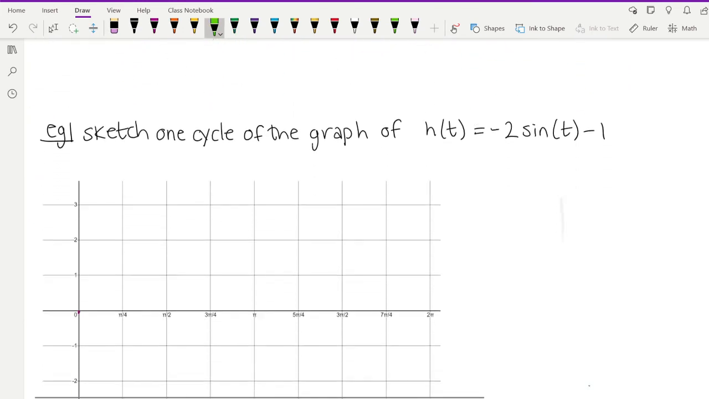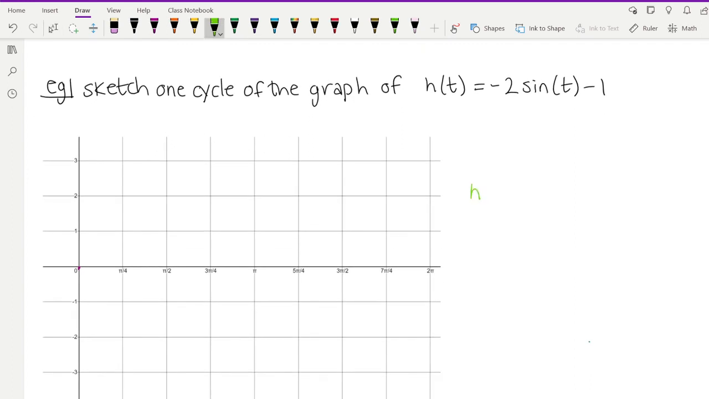So I want to do just one more example, and this one is going to have just a little bit more going on. So it's h of t is equal to -2 sine of t minus 1. This is going to be a transformation of f of t is equal to sine of t. So I'm just going to start by quickly sketching that graph.